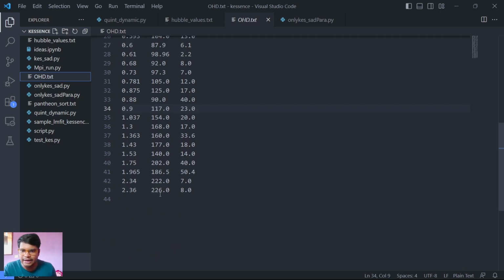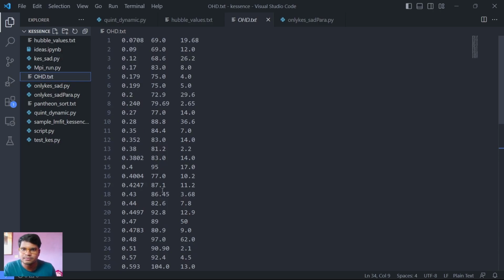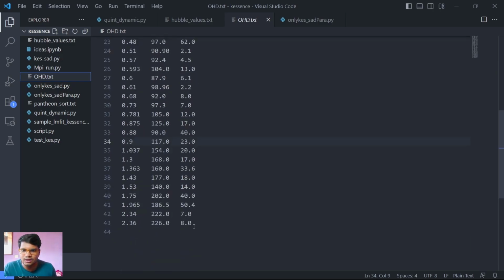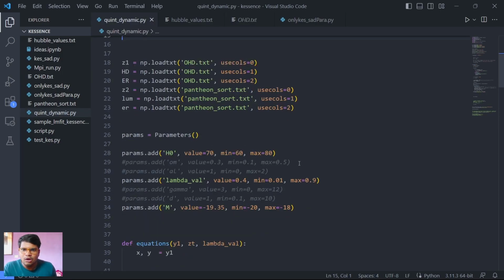It has been taken from some paper where they have already estimated what the Hubble parameter should be. And whatever data they have, there is an error on the estimated data. So these are the 43 data points that you have. And now you are trying to make a model and try to minimize it. Okay. So now we have the error file.